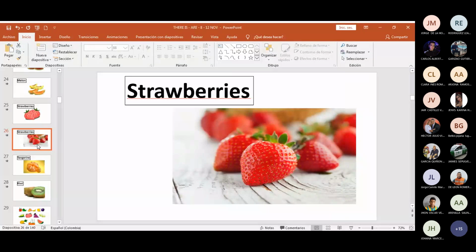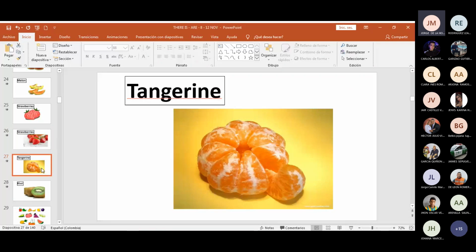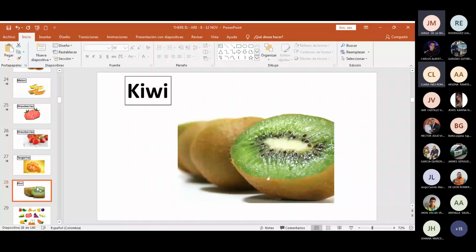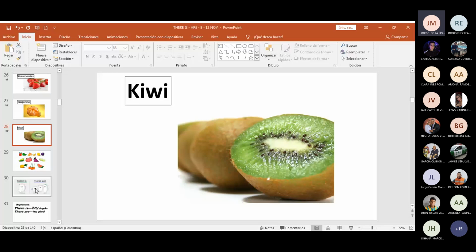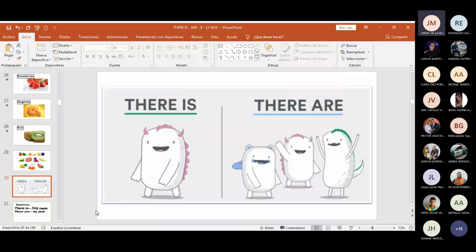Fresas. Yeah, students. So we have the strawberries, and also we have the tangerine. Tangerine, that is a mandarina. Okay, that is the tangerine, that is very delicious. Student, and to finish, we have the kiwi. That also is a delicious fruit. So what are we going to do, student? We are going to combine the fruits.